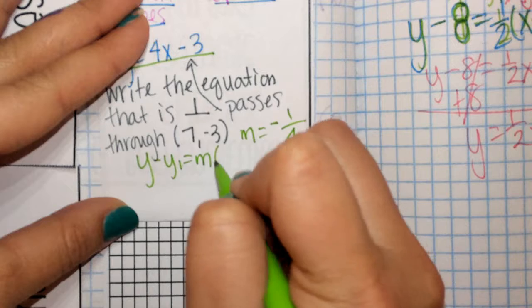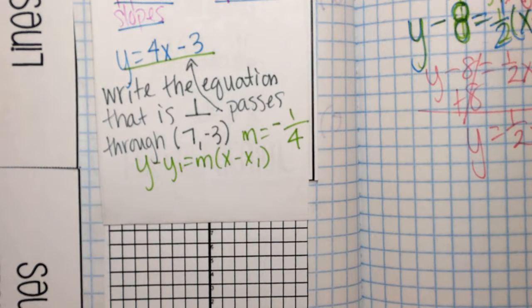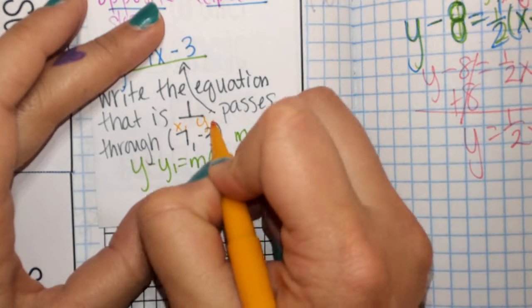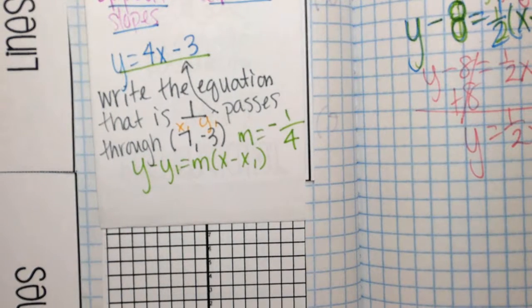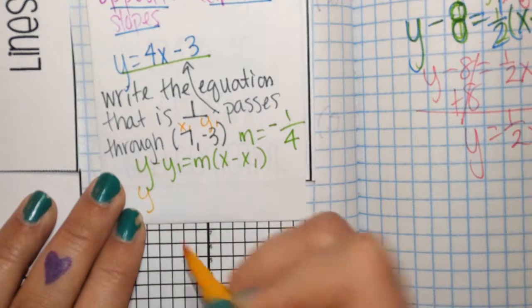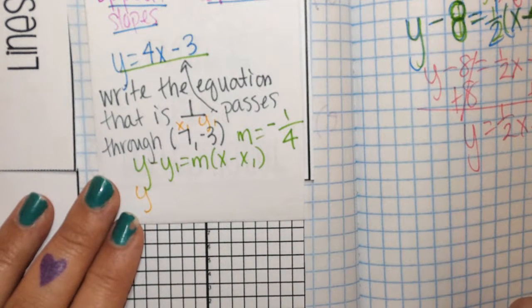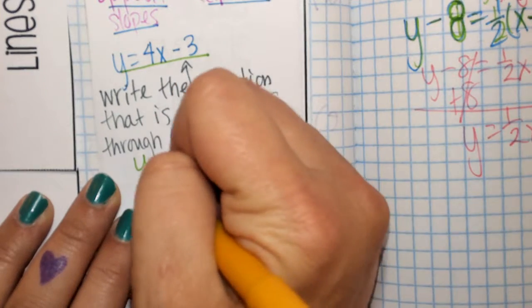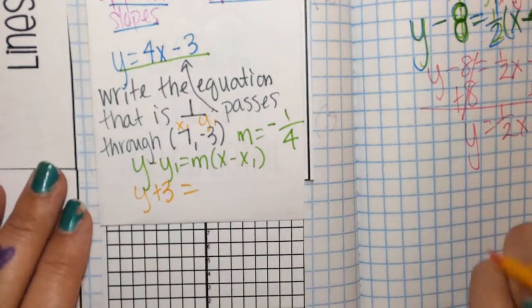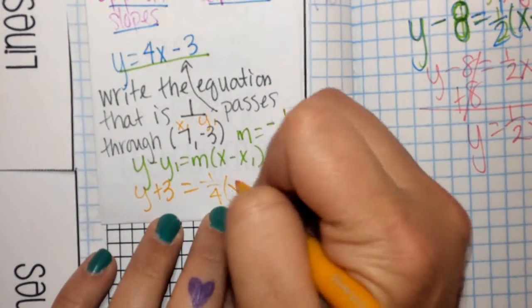Times x minus. Okay, that was a little scary. I think that's what we said. So this is x1, y1. How am I going to write my equation? y minus negative 3. So minus a negative is a positive, plus 3, equals negative 1/4 times x minus 7.